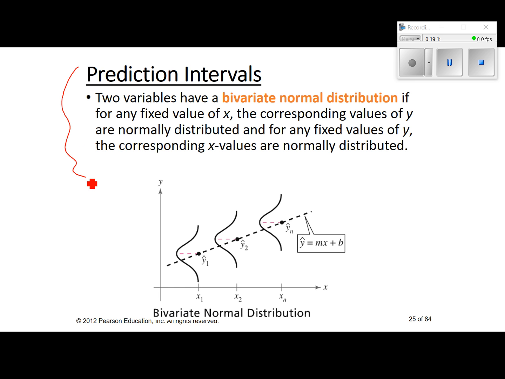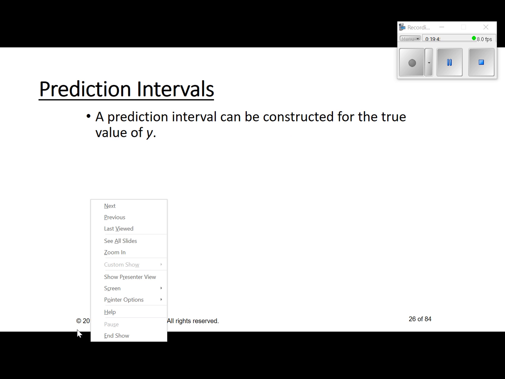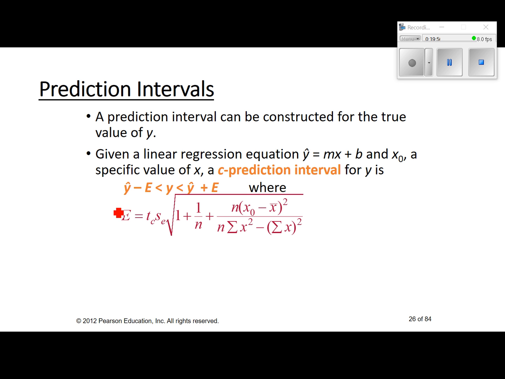What this is leading us into is that we're going to take this y, wherever this y is, and we're going to try to predict some interval for it and say we're 95% sure that our y is going to fall within this range. And that's what the next part is, a prediction interval. A prediction interval can be constructed for the true value of y.